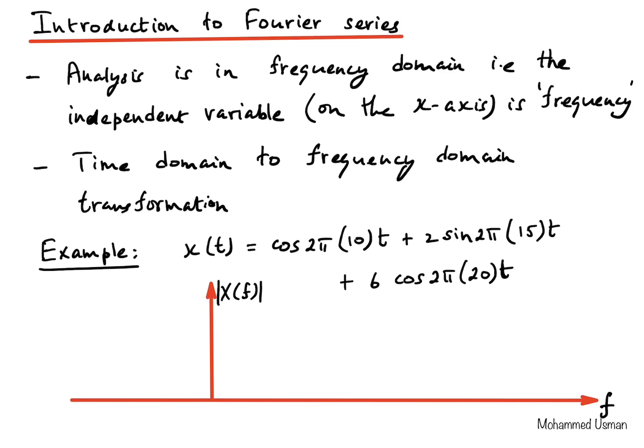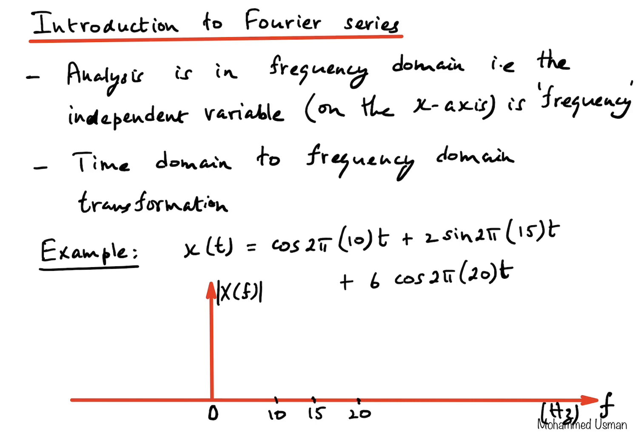If we look at this particular signal x of t, it has frequency components of 10 hertz, 15 hertz, and 20 hertz. There is no other frequency component present in this signal. So at 0 hertz there is nothing. We have a component at 10 hertz, we have a component at 15 hertz, and we have a component at 20 hertz. The frequency here is in hertz, and we want to plot what frequencies are present in the signal and what is the magnitude of each of those frequency components.